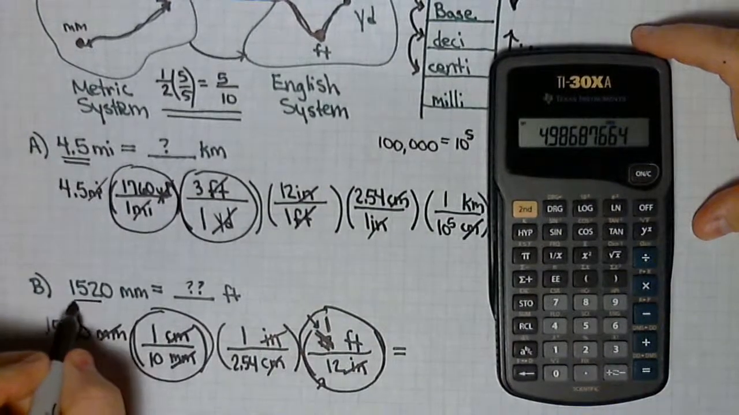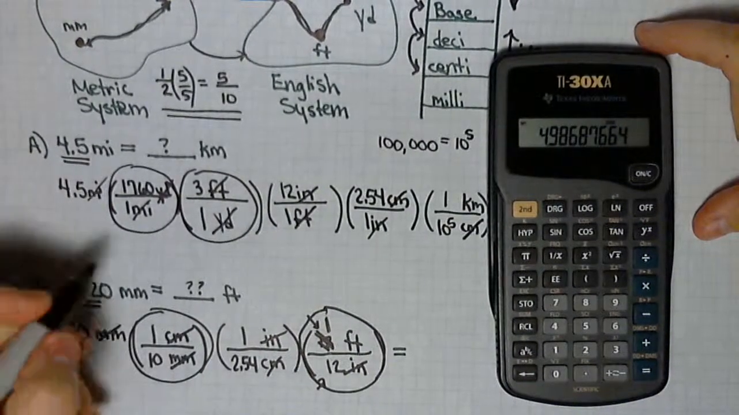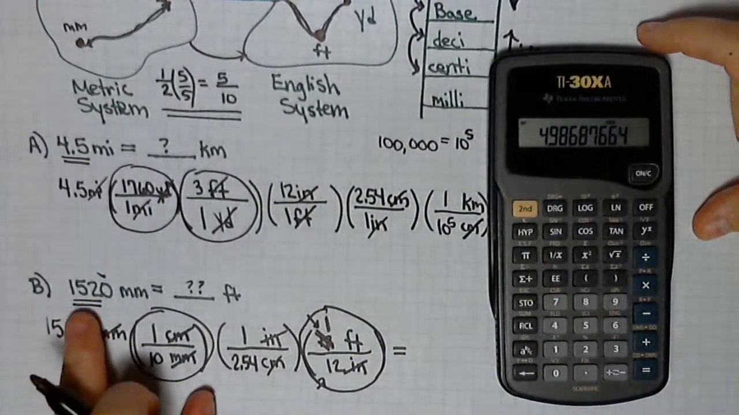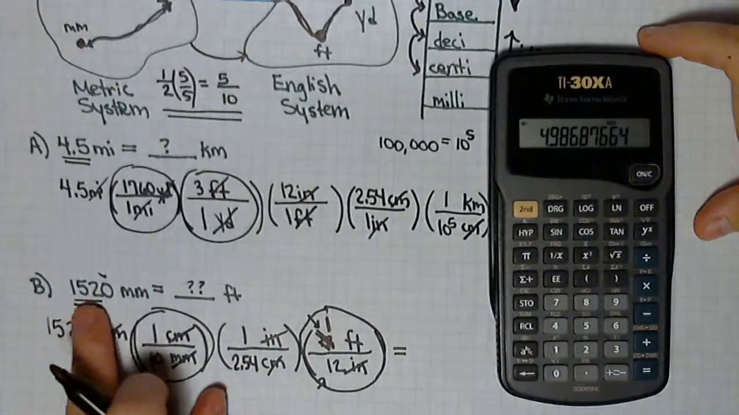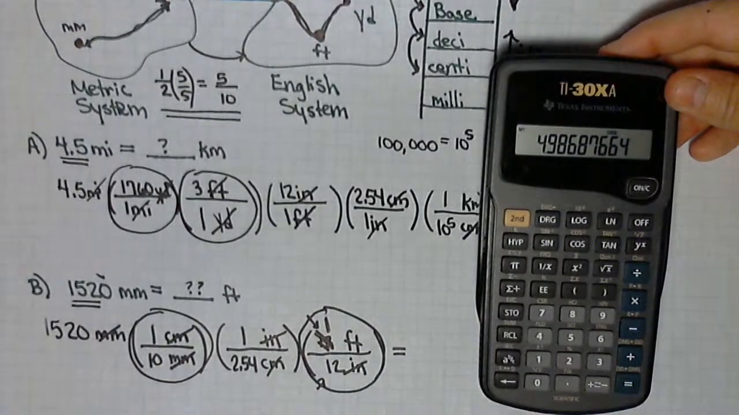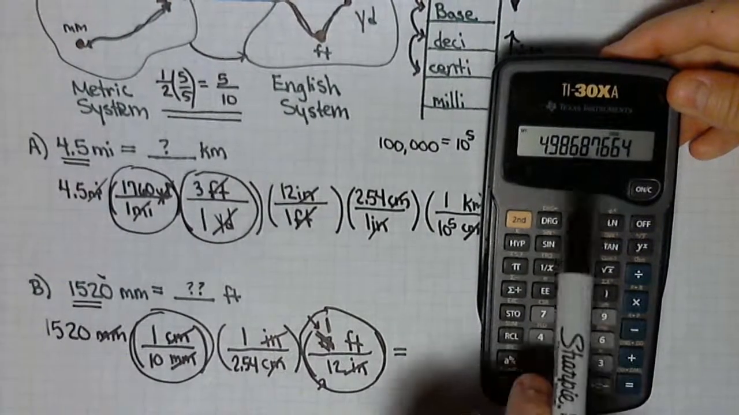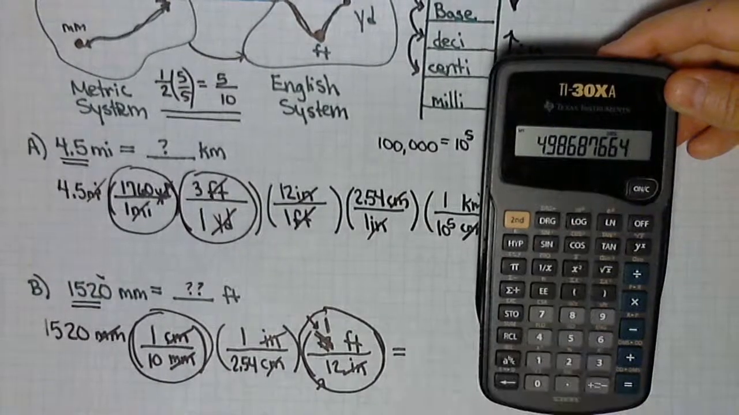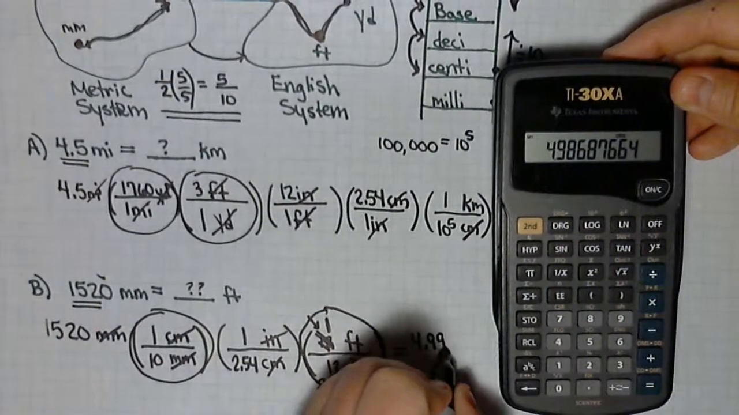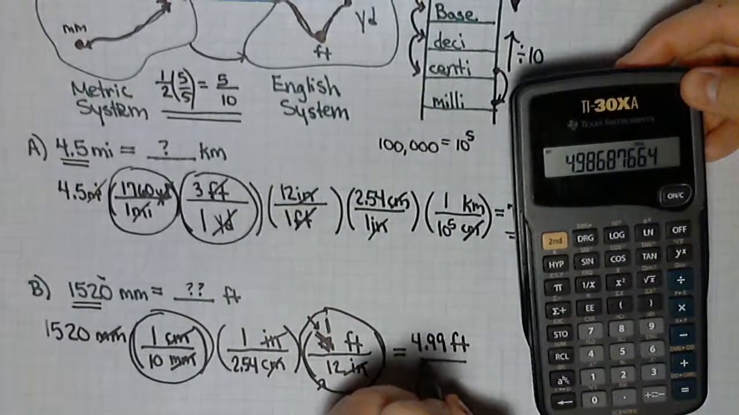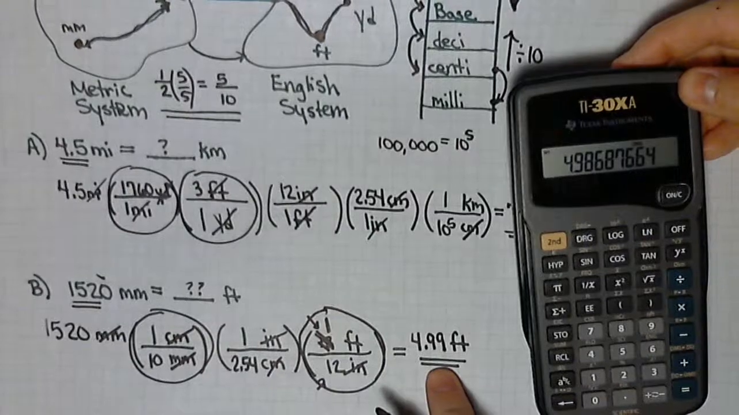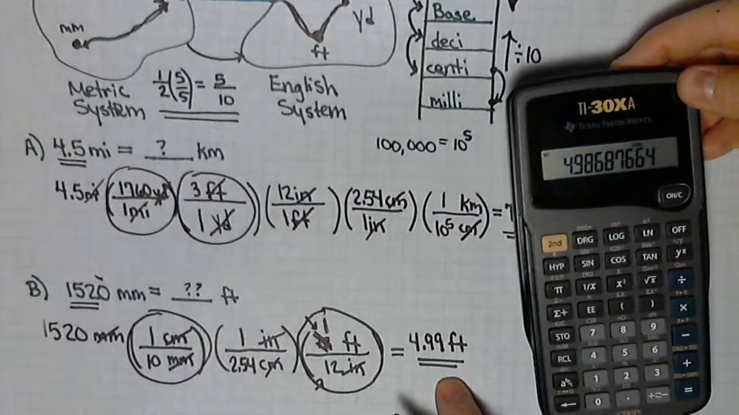Well, I had 3 non-zero or 3 significant figures. This 0 is important in that it's a placeholder. However, it's not a significant digit. So we have 3 non-zero digits, so we need to round this so that we have 3 non-zero numbers. So my choices are 4.98 and 4.99. Well, 4.99 is the rounded value, so I have 4.99 feet. So 1,520 millimeters is the same length, is equivalent to 4.99 feet.